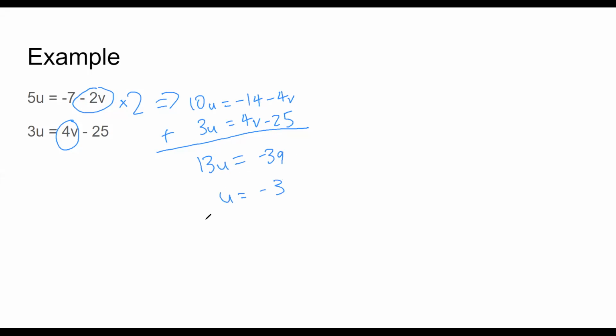And then we can plug it back in over here. 3 times negative 3 is equal to 4v minus 25. Negative 9 is equal to 4v minus 25. 16 is equal to 4v, v equals 4.